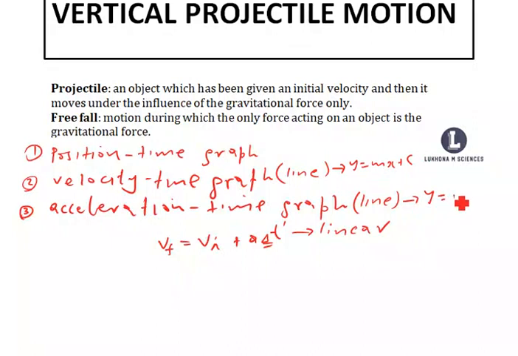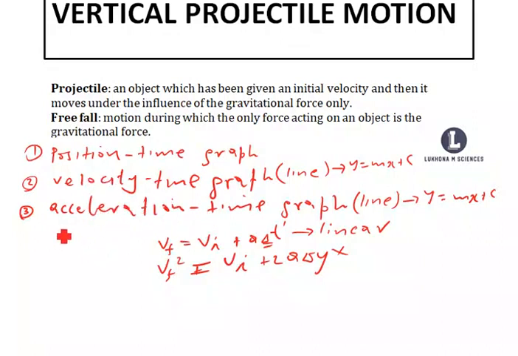Then we have equation number 2, which is final velocity squared is equal to initial velocity squared plus 2a delta y. Now if you look here, we have velocity and acceleration but not time, which means we cannot use this equation because we have the position time graph, velocity time graph and acceleration time graph. It must have time, not 1.